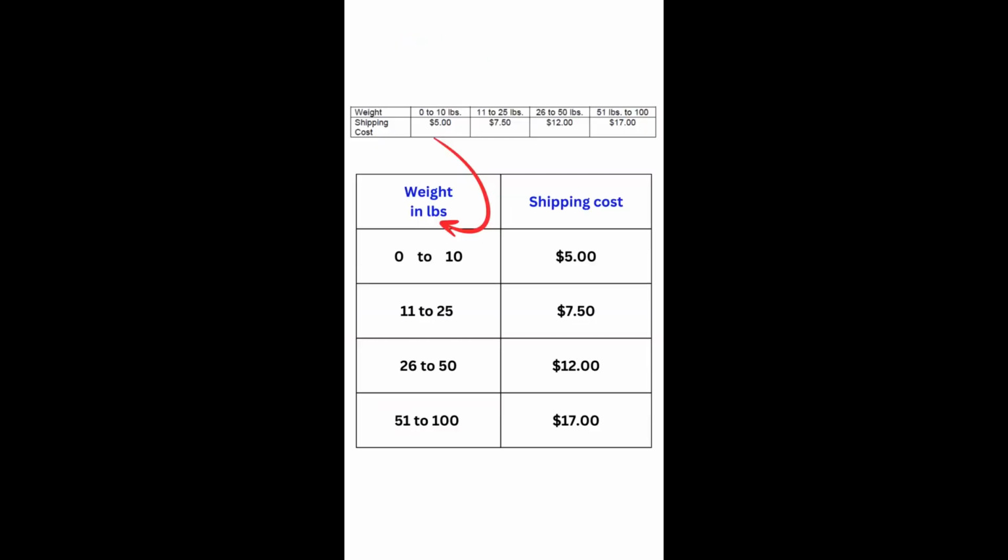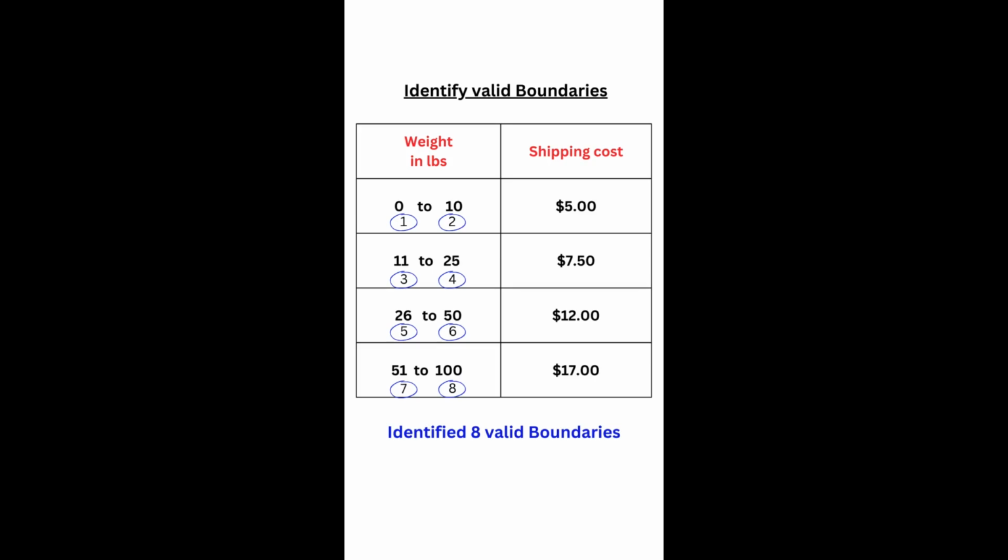This is the given table. First, let us identify valid boundaries. The valid boundaries are circled. So, here we have identified 8 valid boundaries.